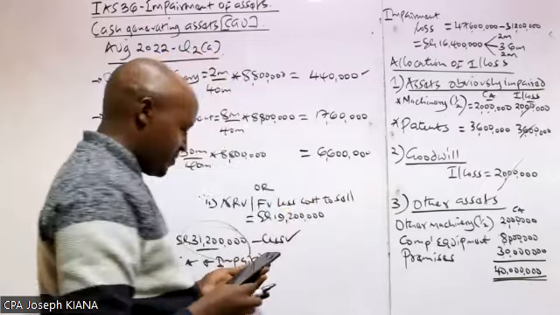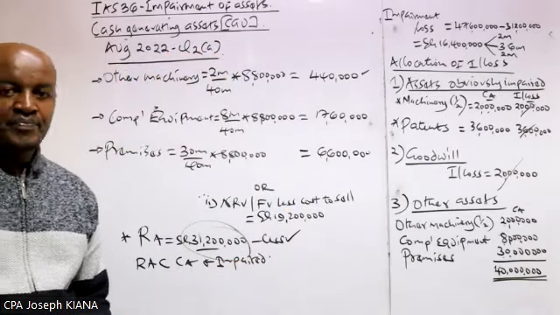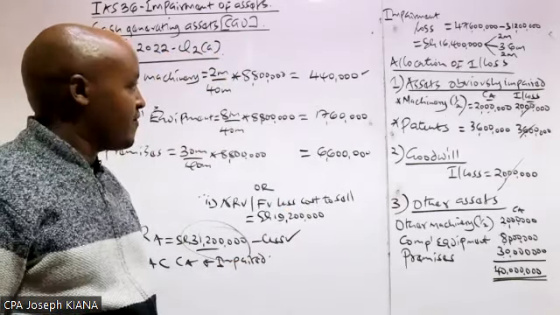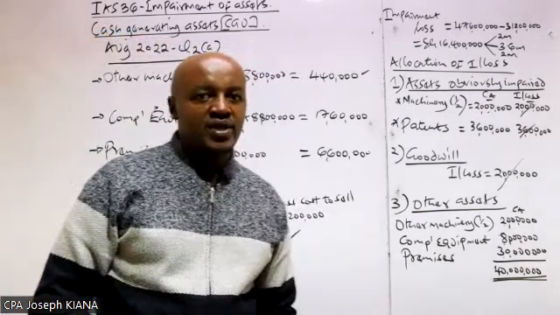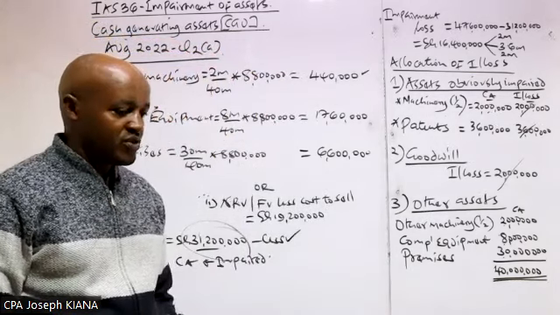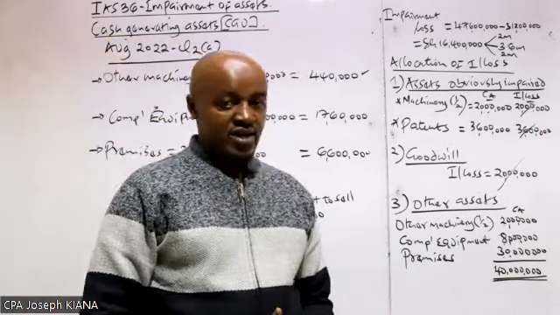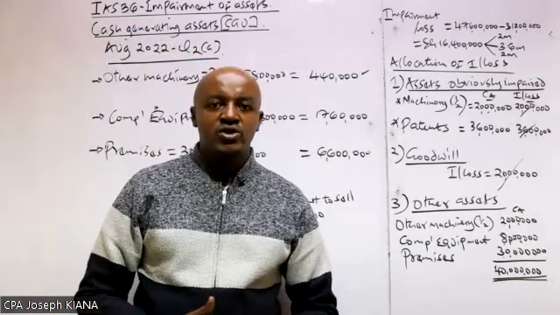So that is basically how we allocate that impairment loss to the assets within a cash generating unit. That is what is required as far as that particular question is concerned.